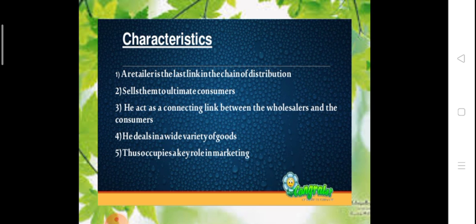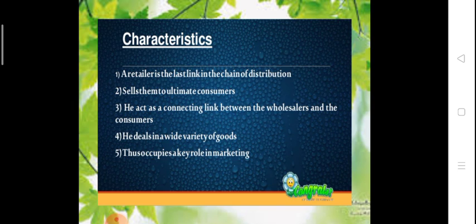Now the characteristics of retail trade are: a retailer is the last link in the chain of distribution, because he meets the demand of the ultimate consumer. Next, he sells to the ultimate consumer. As I said, he acts as a connecting link between wholesaler and consumer. As I said, he deals in a wide variety of goods.